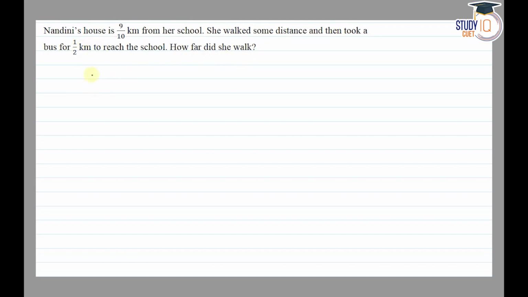So firstly, given is the distance of the school from the house, 9 by 10 kilometers. Now given is that she walked some distance and then took a bus for half kilometer to reach the school. Distance she traveled by bus is given as half kilometer.